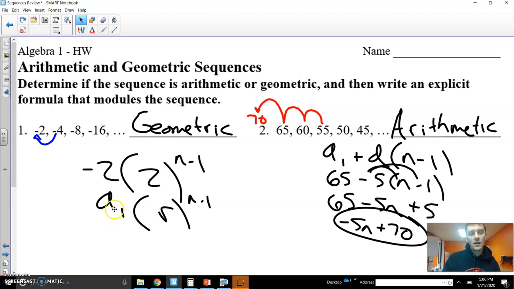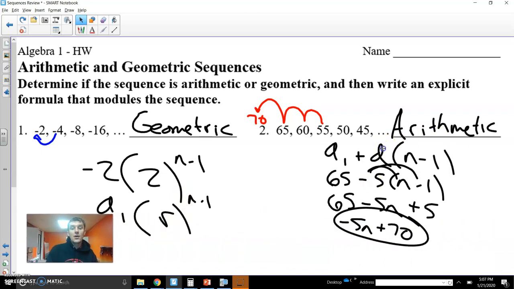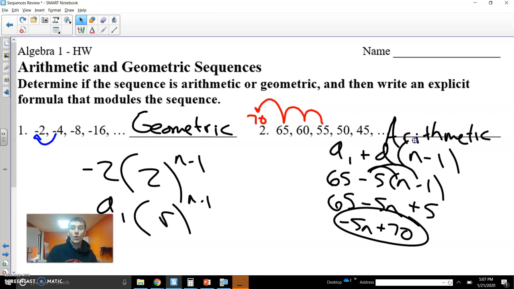So I really want to challenge you guys to memorize these formulas. A1 multiply R to the power of n minus 1. You've got to know these formulas, or at least the models, so that when you are plugging in the first number or the common ratio, or for the next one we're going to talk about the common difference, you must know the starting formula for each one.